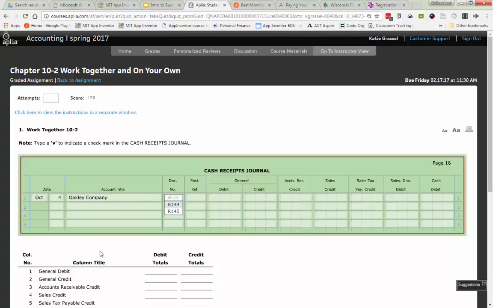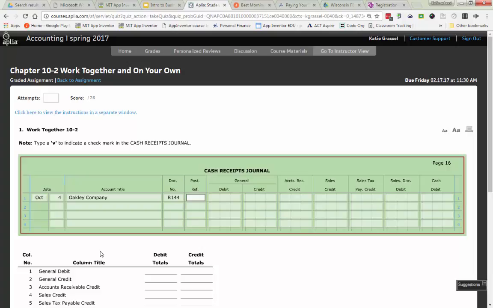I do need to put in R144. They give us two source documents. They're giving us S96 and R144 because they're saying we are paying for the original sales invoice 96, and they paid for that, and we are assigning the receipt number 144.